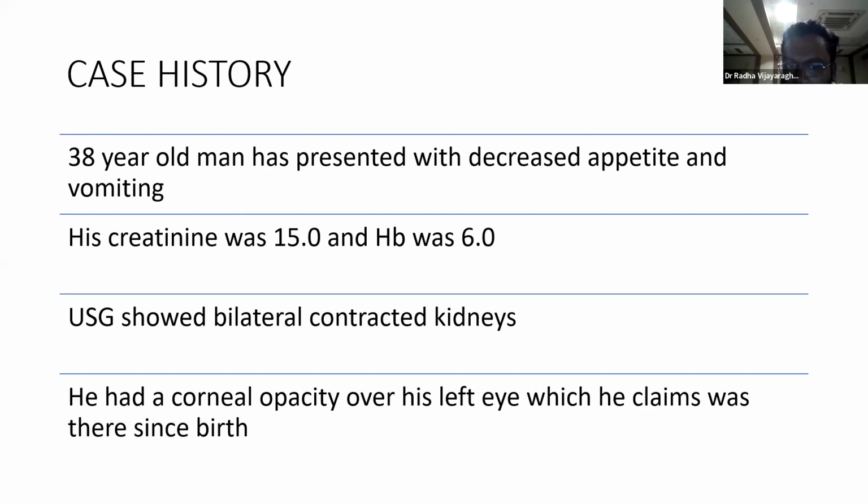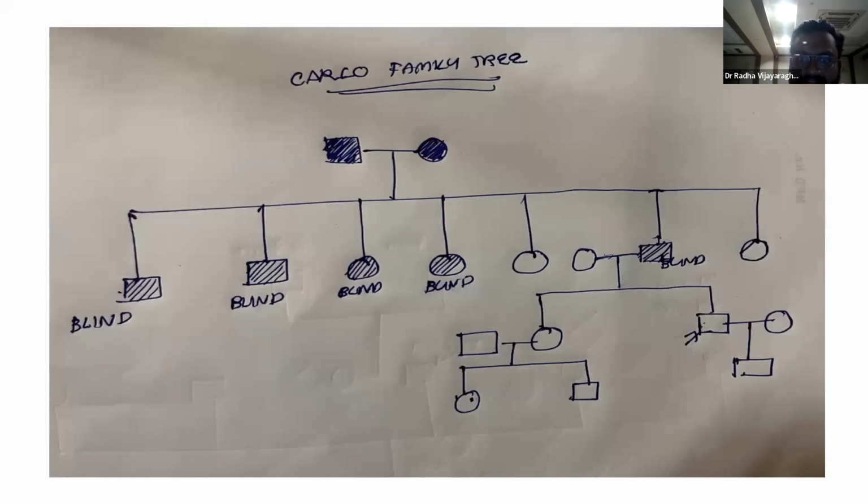He had a corneal opacity over his left eye, which he claims was there since birth. We did an ophthalmic evaluation. He didn't have any other ophthalmological problem except the corneal opacity. So this is the pedigree chart of this patient. So he had his grandfather.